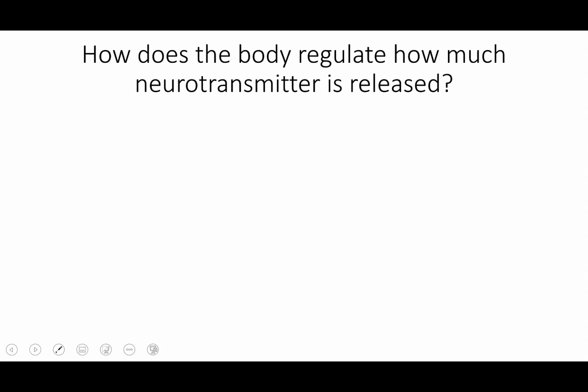How does our body regulate how much neurotransmitter is released? So we have an action potential, and then we initiate those calcium. The depolarization causes our calcium gates to open. Calcium comes into the cell. That triggers exocytosis of the synaptic vesicles, and we release neurotransmitters. But how does the body regulate how much gets released?